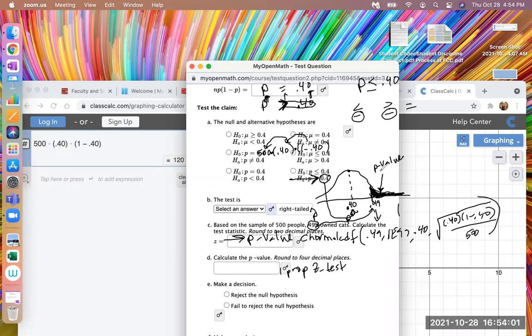p-value. And we could find that p-value the old-fashioned way that we would have found it in chapter 7, which would be normal CDF. 0.49 is our lower bound. Our upper bound is positive infinity. We put our mean and standard deviation in, and we would be able to find the same p-value.